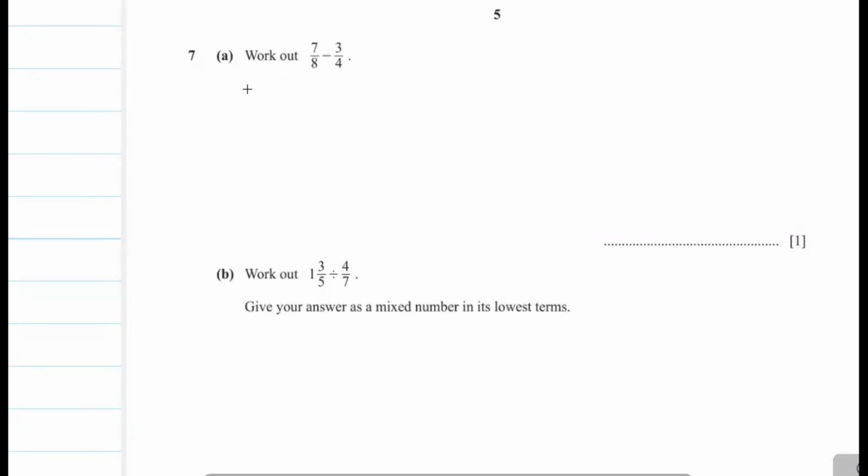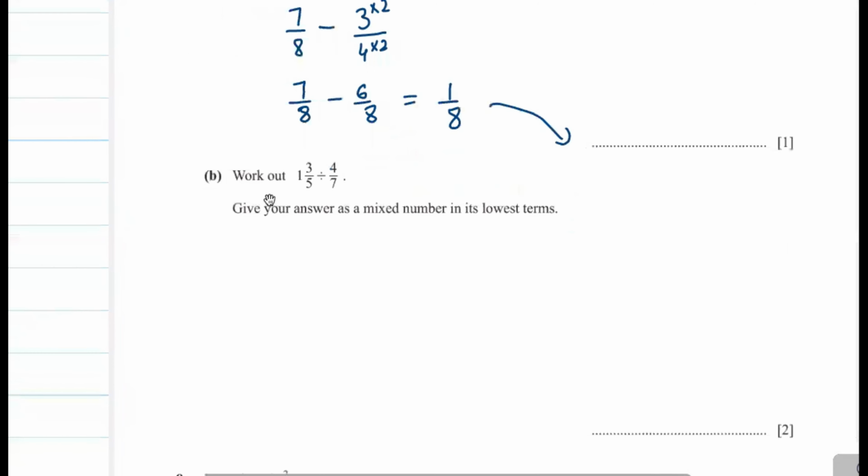Now question 7, part A: work out 7 over 8 minus 3 over 4. You see here the denominators are not the same. Firstly, we make the denominator the same. 3 over 4 can be, to make the denominator the same, we multiply this fraction by 2. And you see here the value becomes 7 over 8 minus 6 over 8. Now that the denominator is the same, we take the difference between the numerators, that is 1 over 8. And this is the answer.